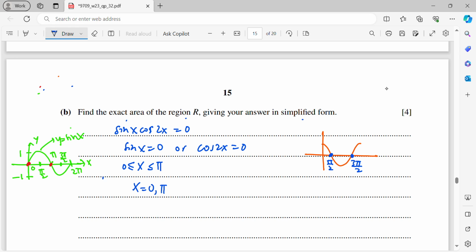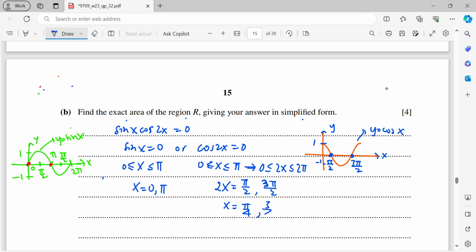Right? So now see, when x is between 0 and pi, now we are solving cos 2x. That means 2x will be between 0 and 2 pi. So this is cos x. Then, based on the graph, my 2x will be pi over 2 or 3 pi over 2. But we are solving for x. So x will be pi over 4 or 3 over 4 pi.